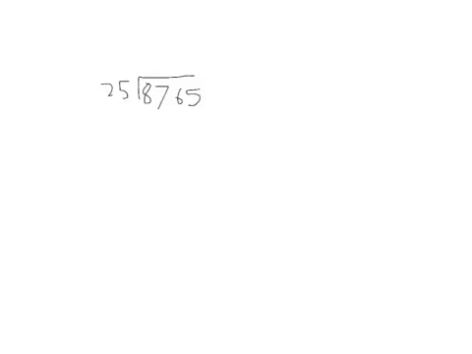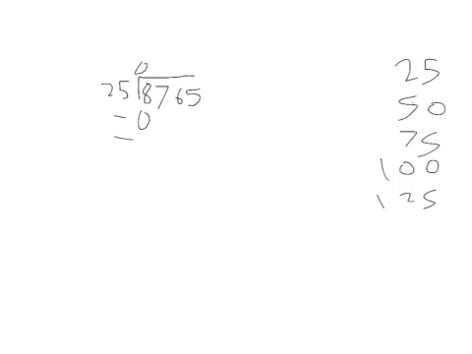Okay, so today we're going to do long division. We start with the multiples of 25, which is 25, 50, 75, 100, 125, and we're going to stop there. So you put a 0 above the 8 and a 0 below it. Take that away, which is 87.